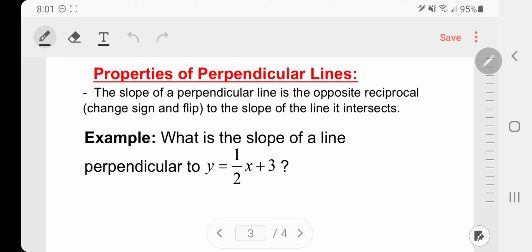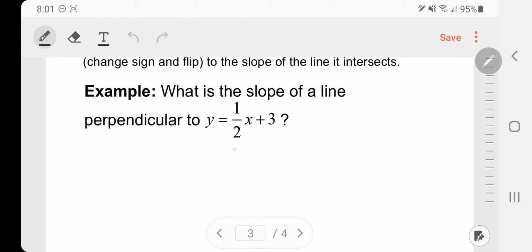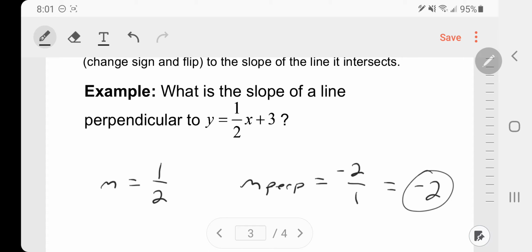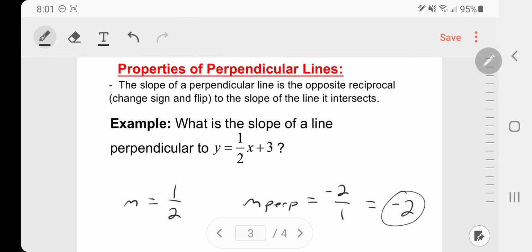Now, when I use the words opposite reciprocal, what that means is I'm taking my initial slope and I'm flipping it and I'm changing the sign. So if it's positive, it becomes negative. If it's negative, it becomes positive. Okay, so the slope of this one we see is going to start out as 1/2. Now, the slope of something that's perpendicular to that would be the opposite reciprocal, which means we have 1/2. The reciprocal is 2/1, and the opposite, it's positive, becomes negative. Therefore, my perpendicular slope would be -2. Okay, again, you're just flipping and changing the sign when you're doing this.